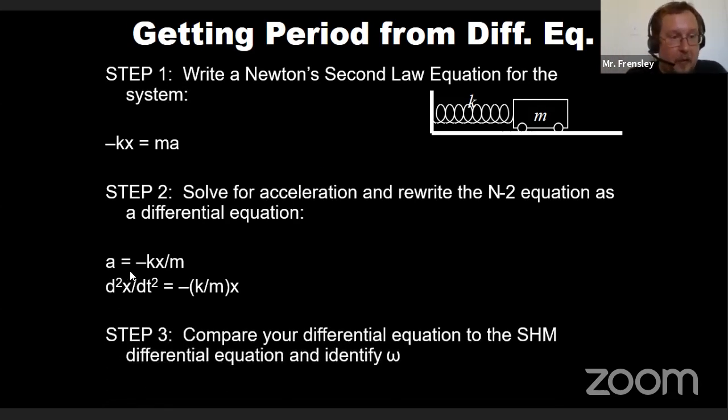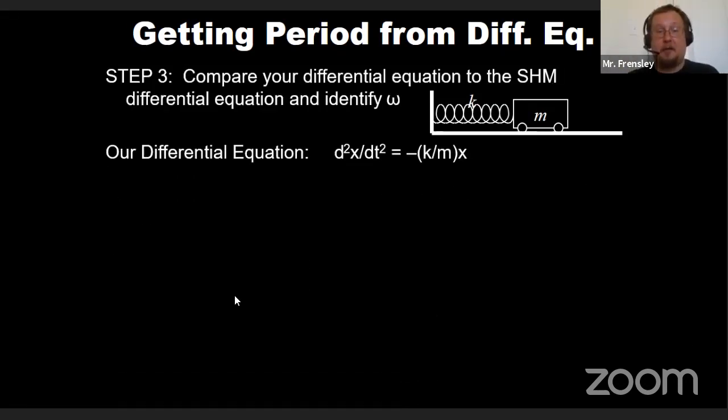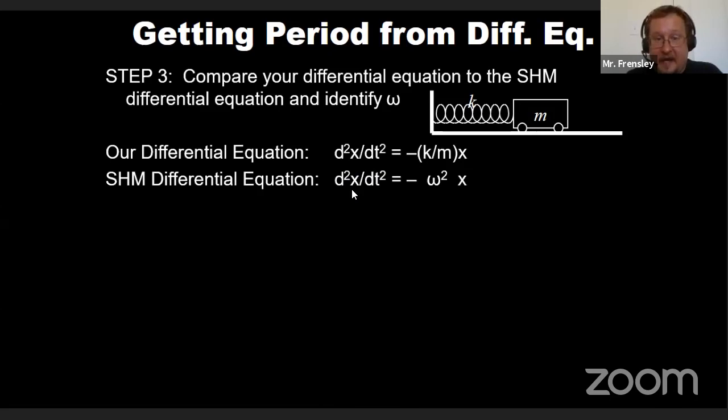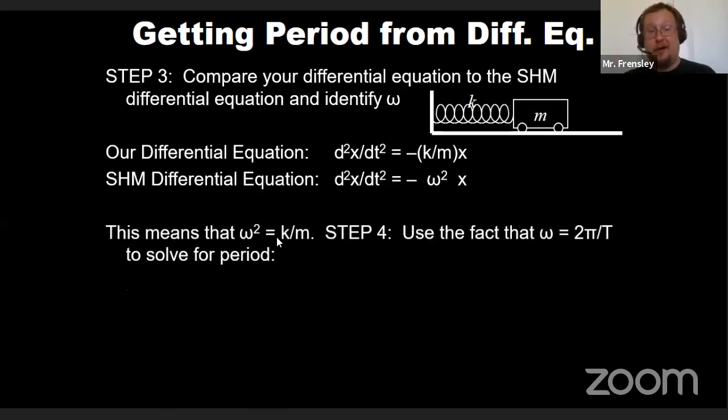Let's see here. We have the second derivative of position equals negative this thing times x, and we said that the simple harmonic motion differential equation is second derivative equals negative omega squared times x. So this specific system of the spring and the mass is second derivative equals negative k over m times x. All simple harmonic motions are second derivative equals negative omega squared x. So guess what that means? That means omega squared is the same as k over m for this system.